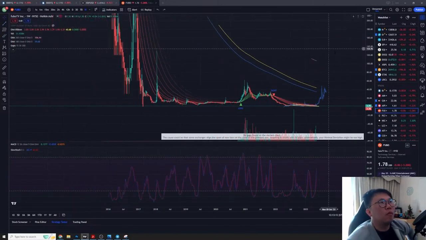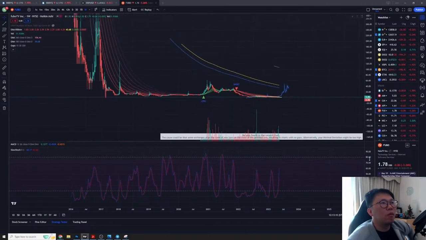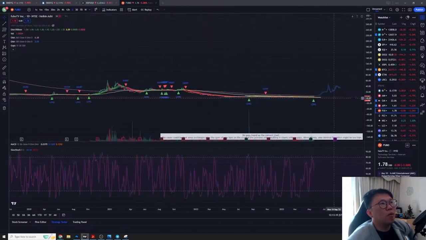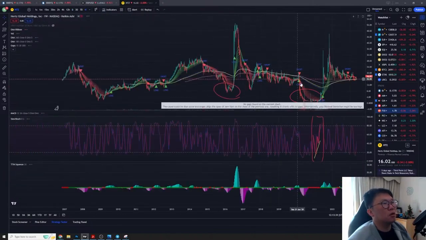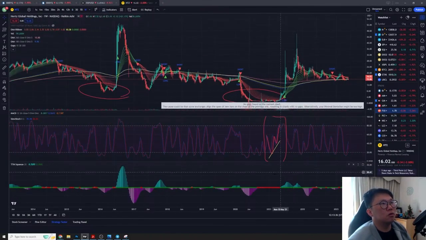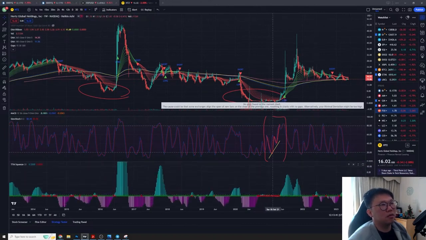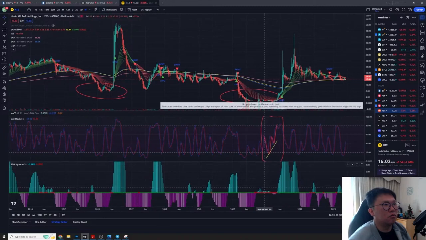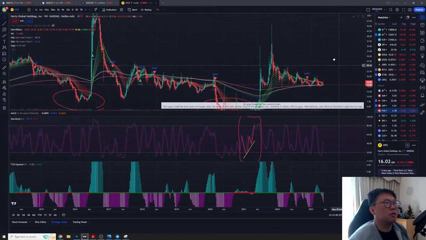Go look at the TTM squeeze. See, exactly before the W it jumped up. Go check out the HERTZ TTM squeeze, weekly. Let's see. Oh shit, there are huge red dots here, man. That's crazy. I didn't draw it, but it got huge red dots right before the squeeze happened. And why is that happening?